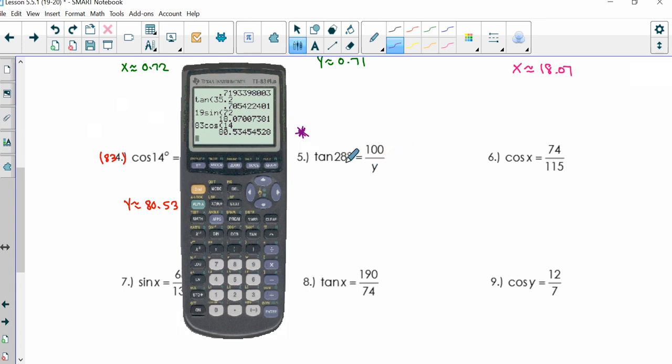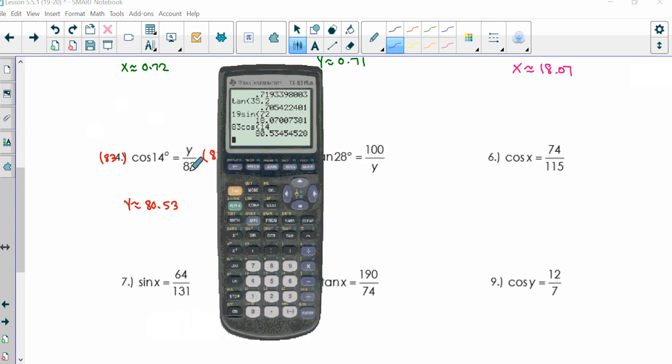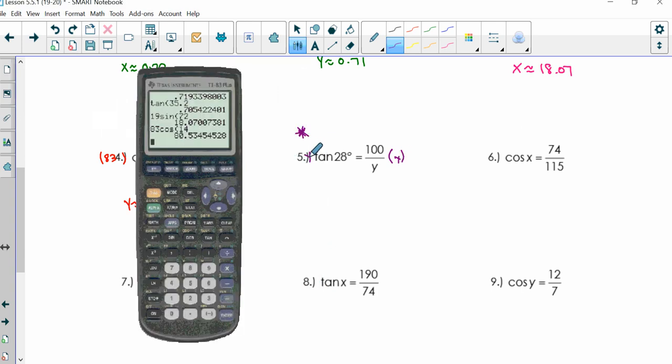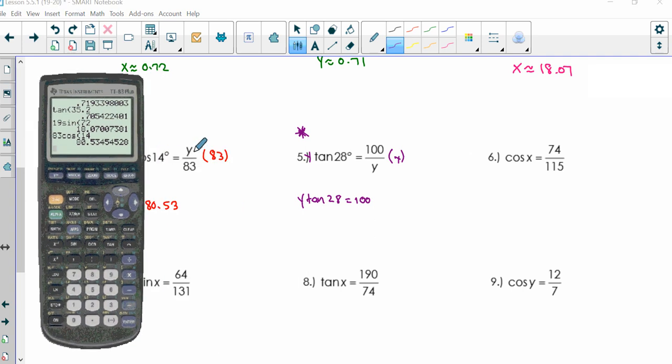Okay. We can do the same thing that we just did before, which was since we over here multiplied by the denominator of 83, we multiplied by the denominator, it just happens to be a y. And when I multiply this side by y, it's going to give me y tangent of 28 equals 100. Notice I got the numerator by itself, just like over here. Okay. Since this is multiplication, I'm going to undo it with division. Divide by tangent of 28. Okay, now that's one way to do this.